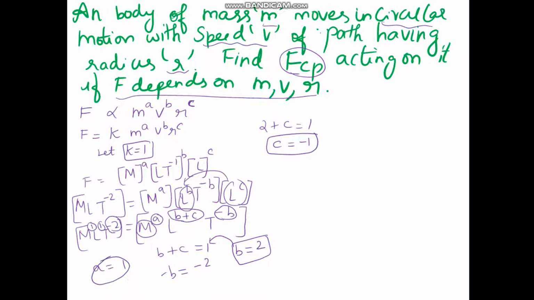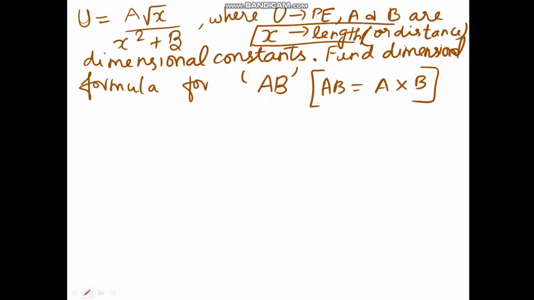All these a, b and c values we are substituting in this equation. F is equal to 1 into m power a, value 1, v power b, value 2, and r power c, value minus 1, that is equal to m v square r power minus 1. We are bringing r to the denominator: m v square by r. This is the formula for centripetal force. This is a common type of numerical. Let us move on to the next numerical.